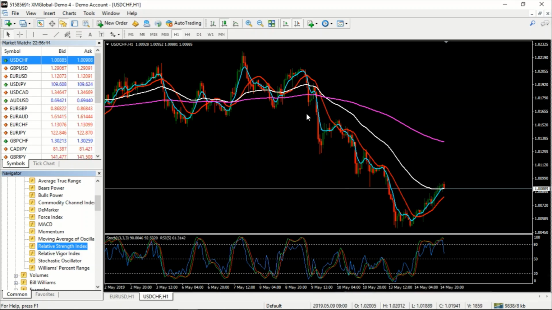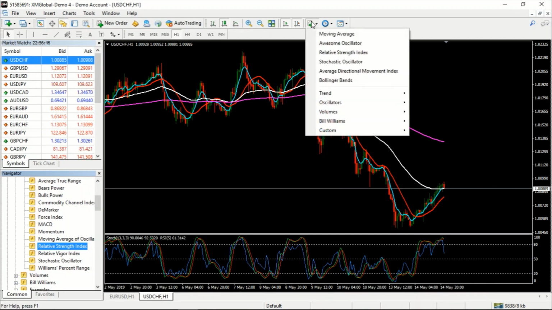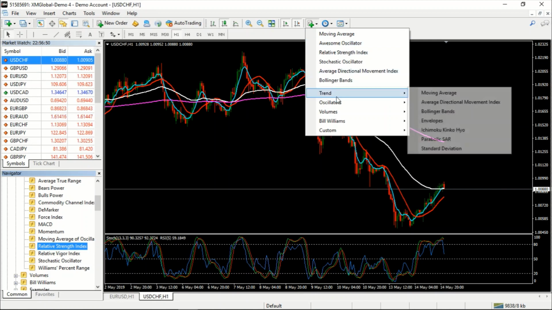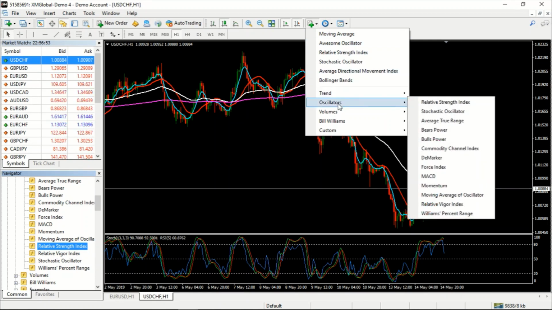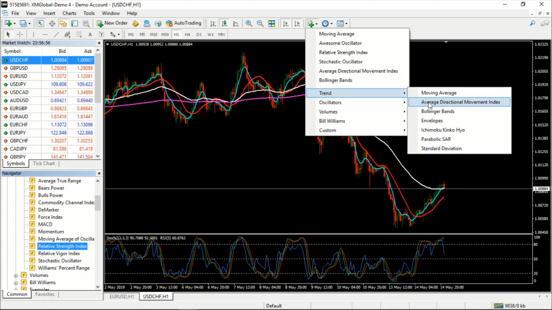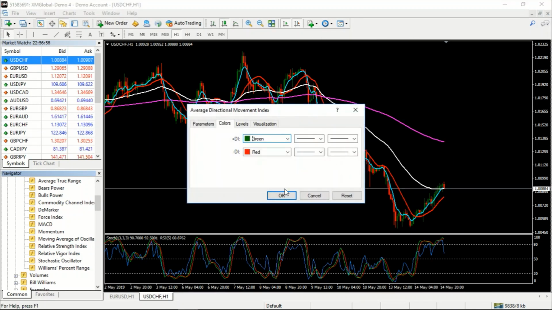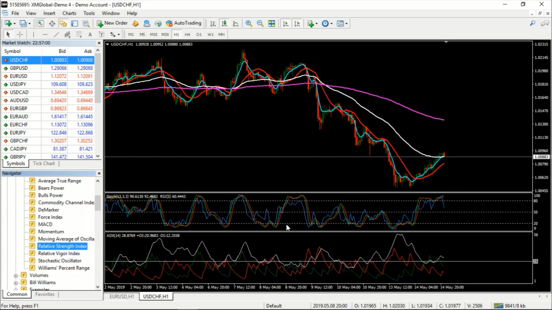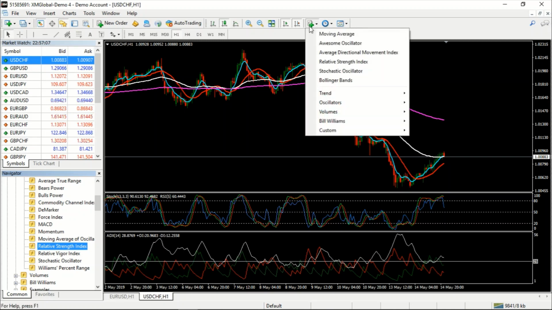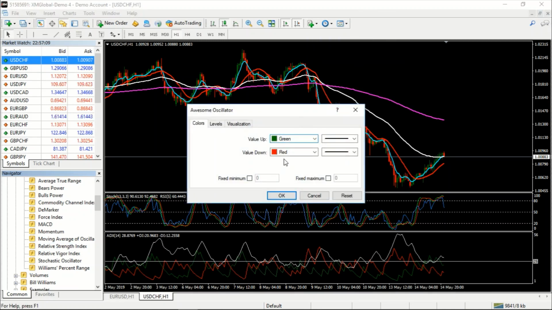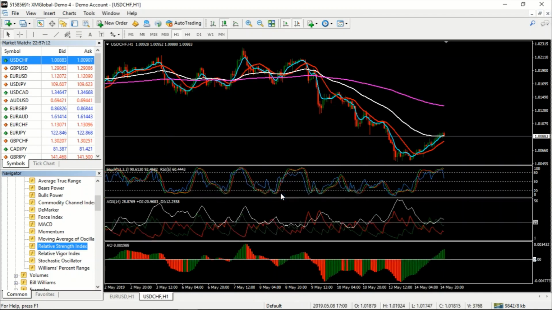What we then do is add in the last two indicators. The first is the ADX, with a level of 25, and the last indicator is the awesome oscillator, which we add in and which has a zero line in it.